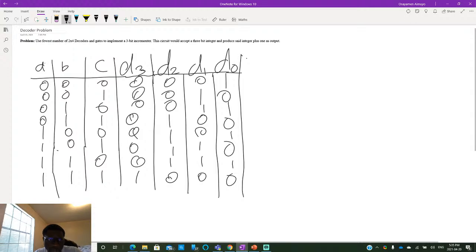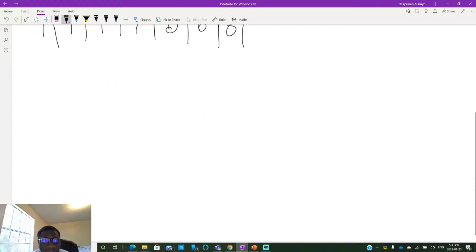So for this, since we have three inputs, and since we have to use 2x4 decoders, we would have to decompose a 3x8 decoder into two 2x4 decoders. So at best, we should be working with two 2x4 decoders. Let me quickly show how to convert a 3x8 decoder into two 2x4 decoders.